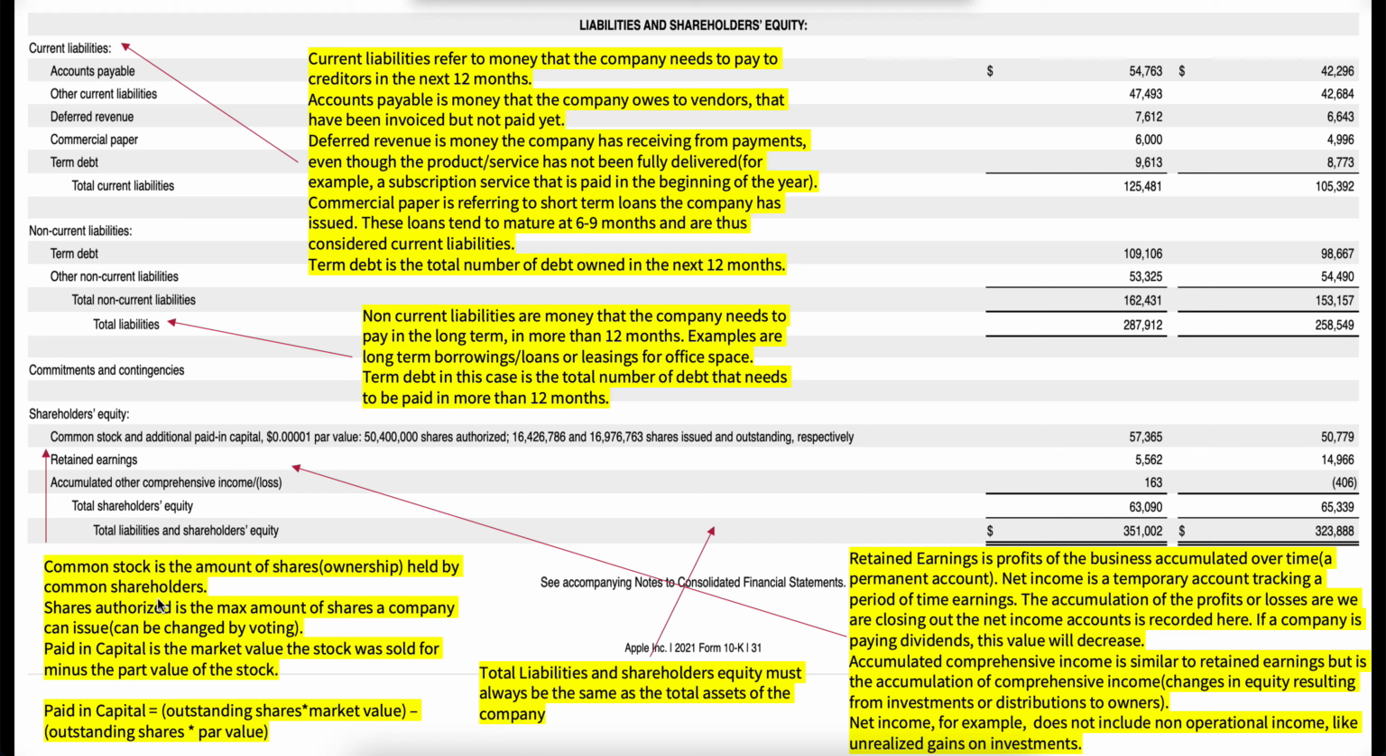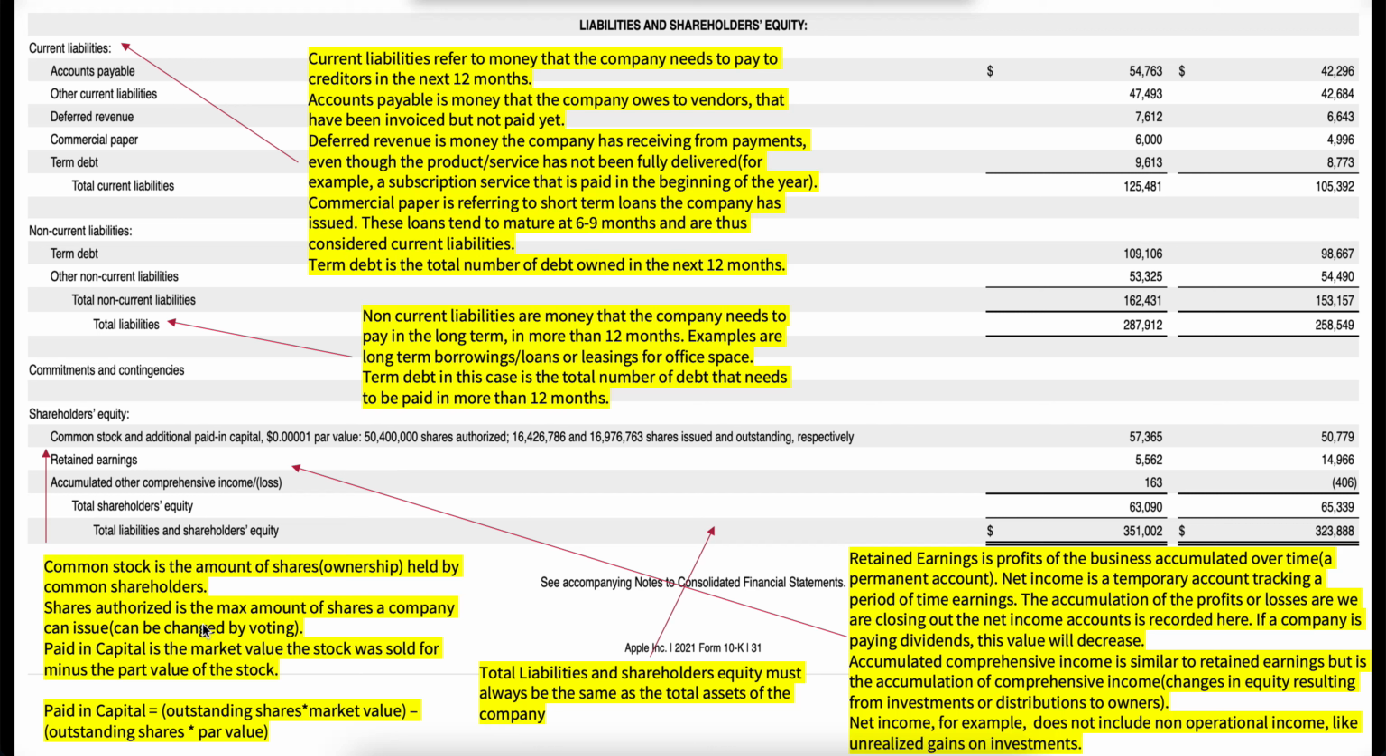First of all, shares authorized that you can see here is the max amount of shares a company can issue, but that can also be changed in voting. So if the board decides after voting that they need to issue more shares, then this number can actually change and you have a higher number here. So it's not actually limiting the company necessarily.